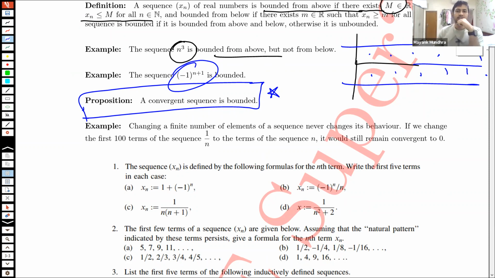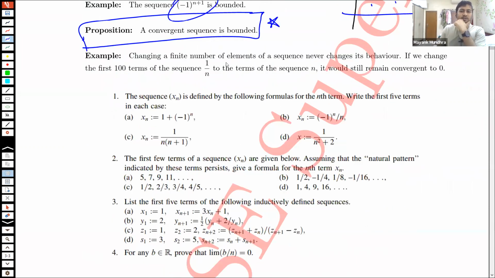Now, the next example: changing a finite number of elements of a sequence never changes its behavior. Suppose I change, let's say, 10 or 15 elements, it will never change what happens to the sequence at infinity. The limit is always about what is happening at infinity. So if you change a finite number of elements, it will not change its limit. The limit does not change with a finite change in elements.